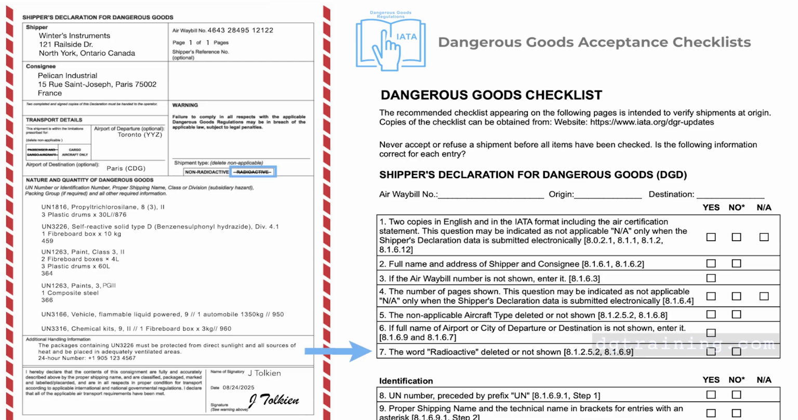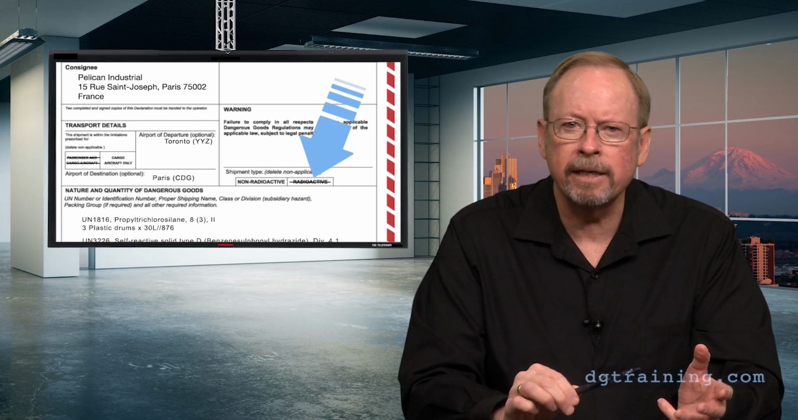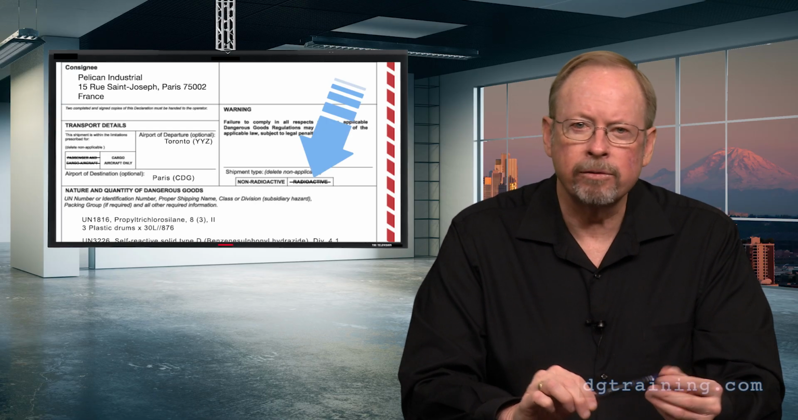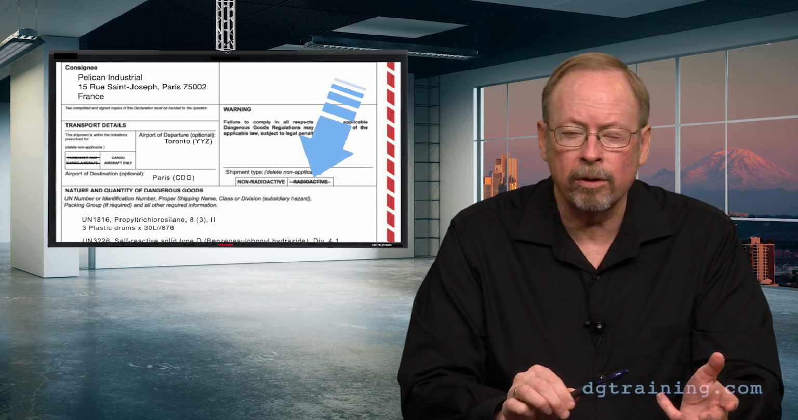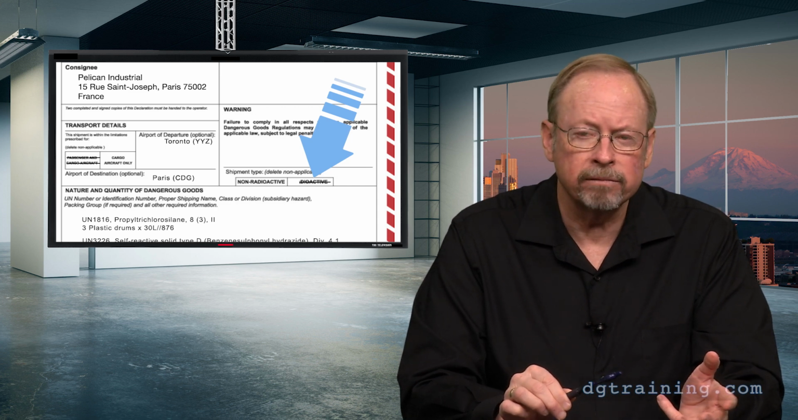The checklist item for the word radioactive, deleted or not shown, is similar to the aircraft type. The shipper needs to indicate by crossing off or omitting the non-applicable shipment type. So if the shipment is non-radioactive, the word radioactive would need to be crossed off or omitted.